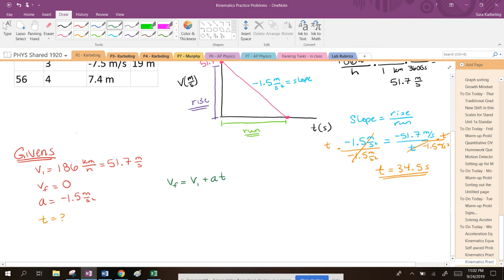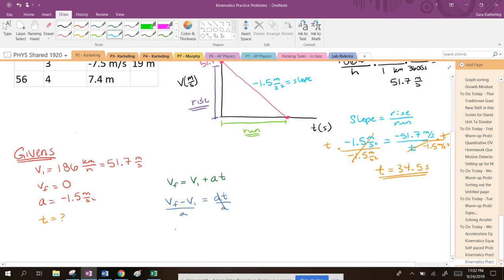And then we're going to solve that for T. So I'm going to subtract my VI from both sides. So I've got VF minus VI is equal to AT. And then I want to get T all by itself, so I'm going to divide by A, divide by A, and then I can plug in my values.